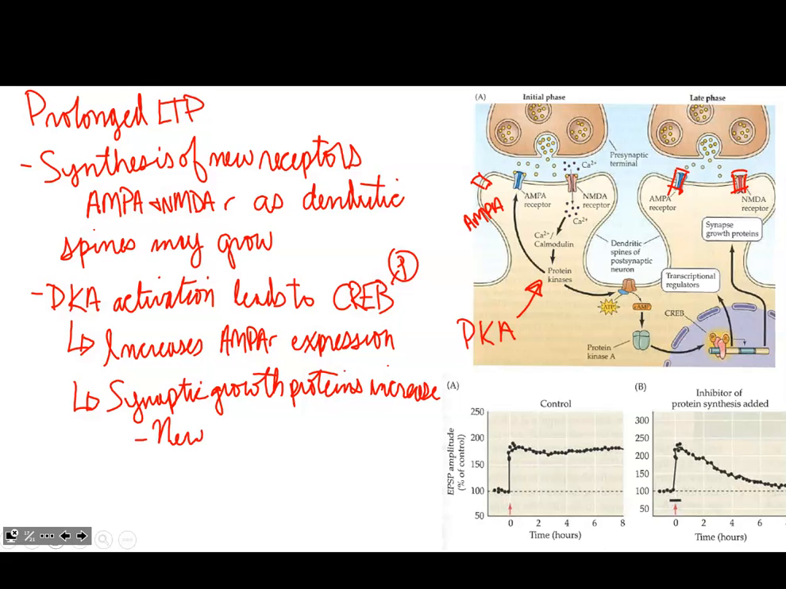So it's not just about more current flowing through AMPA and NMDA receptors, although that'll be a result, because they're existing here and here. But there are these entirely new points of contact, new points of pre- and post-synaptic contact between the pre- and post-synaptic cells. Evidence for this occurs when we give protein synthesis inhibitors in the bath of these cells.